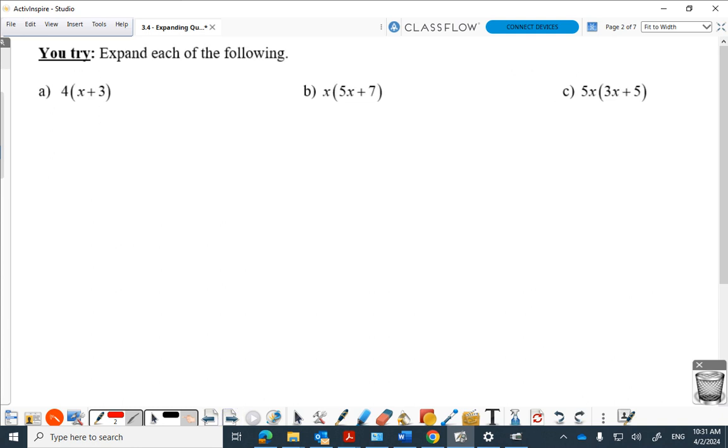4 bracket x plus 3. Draw the arrows. Even if you were not an arrow person, because you were so good at it by the end, you might want to draw arrows today to get used to our new distributive property we're going to do here. So you go 4 times x, which is 4x, and 4 times 3, 12.